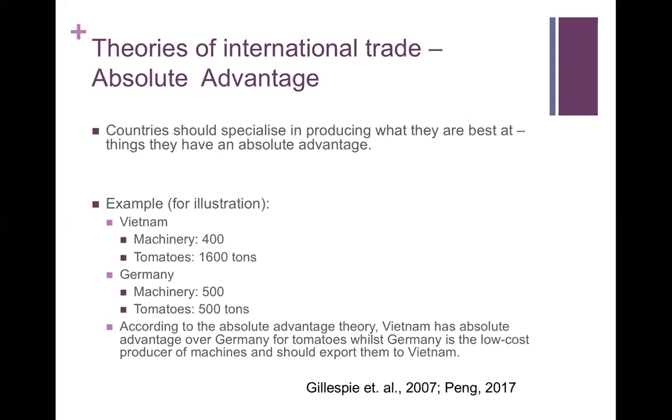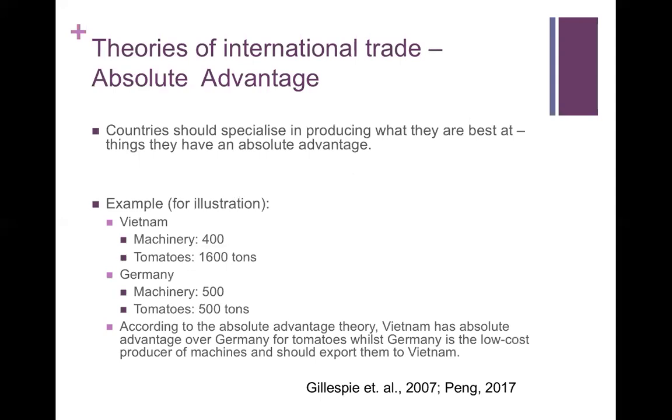From the absolute advantage theory perspective, Vietnam has the absolute advantage over Germany in producing tomatoes. So Vietnam should focus on tomatoes and import machinery from Germany. That's how international trade will happen based on the absolute advantage.